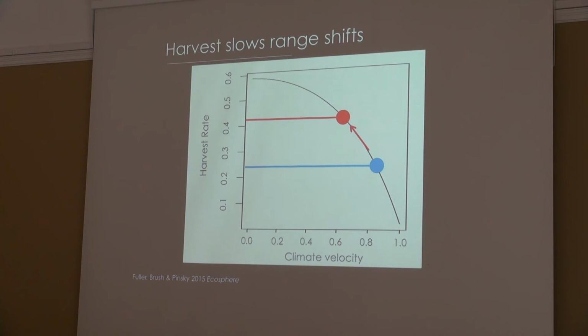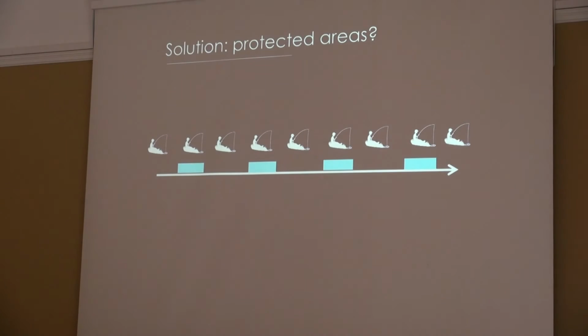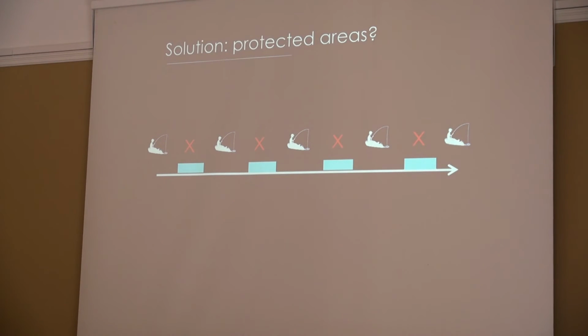So then we got interested in the question of, okay, how might we eliminate this interaction? How might we help species cope with these two stressors? One thing might be to implement a bunch of marine reserves along the coastline. So we could set aside a series of regions here in blue and say that there's no fishing allowed in there, make it disappear, and then compare, see what changes.